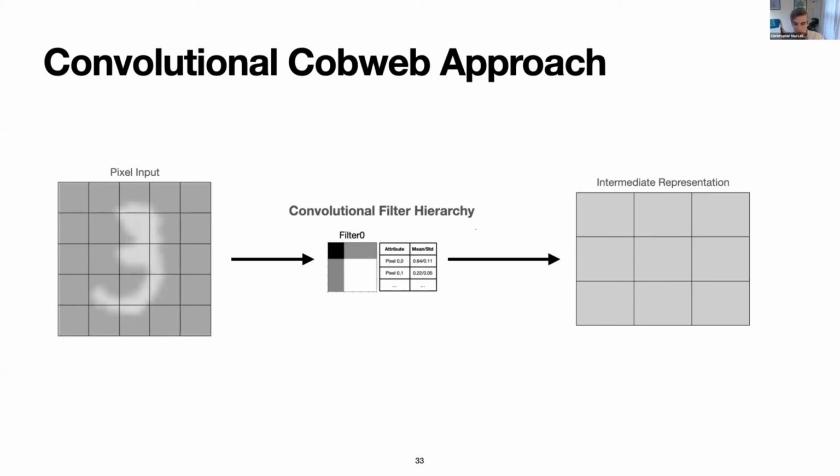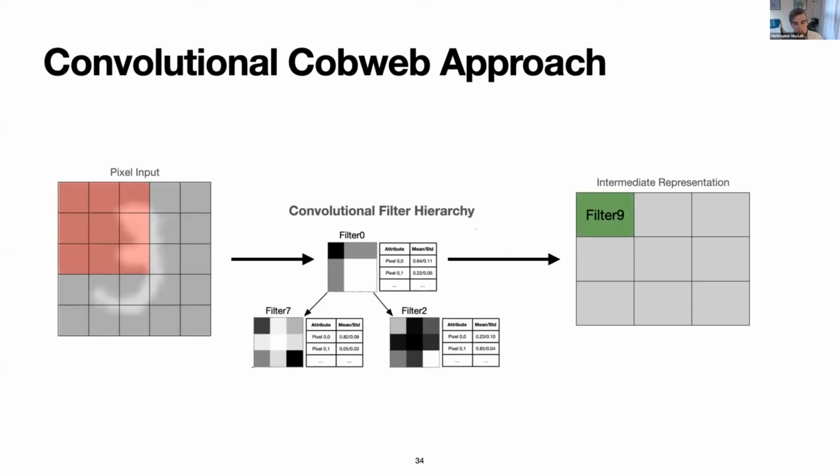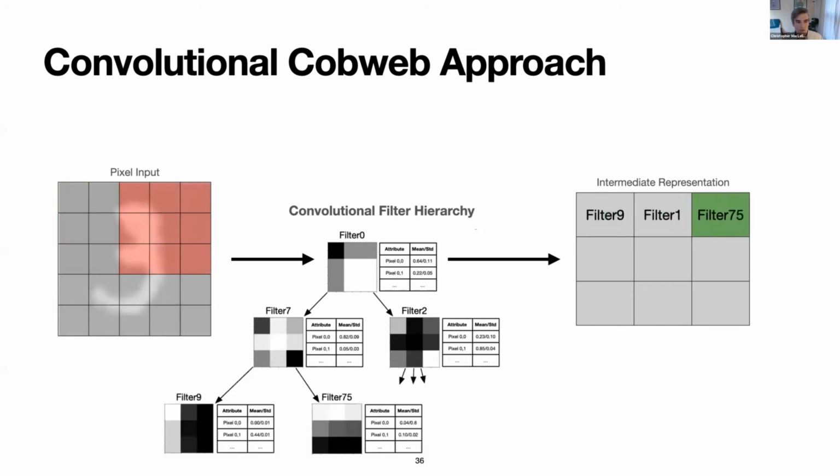In this case, I've just shown an image of a 3 sort of in the background. We have some convolutional filter hierarchy. It's actually represented as a Cobweb tree of filters. And then we have some type of intermediate representation. And we're going to do the same thing, where we convolve over the input like a 3x3 filter. And as we do that, we're going to update our hierarchy of convolutional filters.